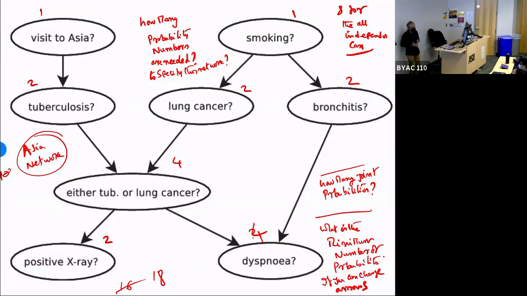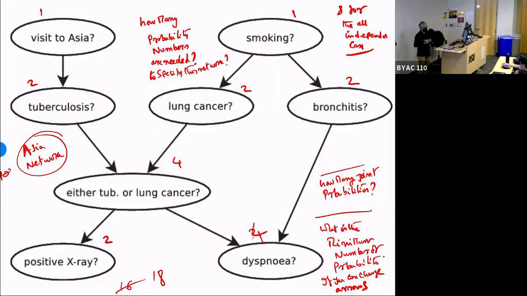Okay. 8 will be for the all independent case. And then similarly, what's the worst it would be? Yes? 2 to the 8 or 2 to the 9. 1, 2, 3, 4, 5, 6, 7, 8. 2 power 8 minus 1. 2 power 8 is how much? 256. Minus 1, 255.